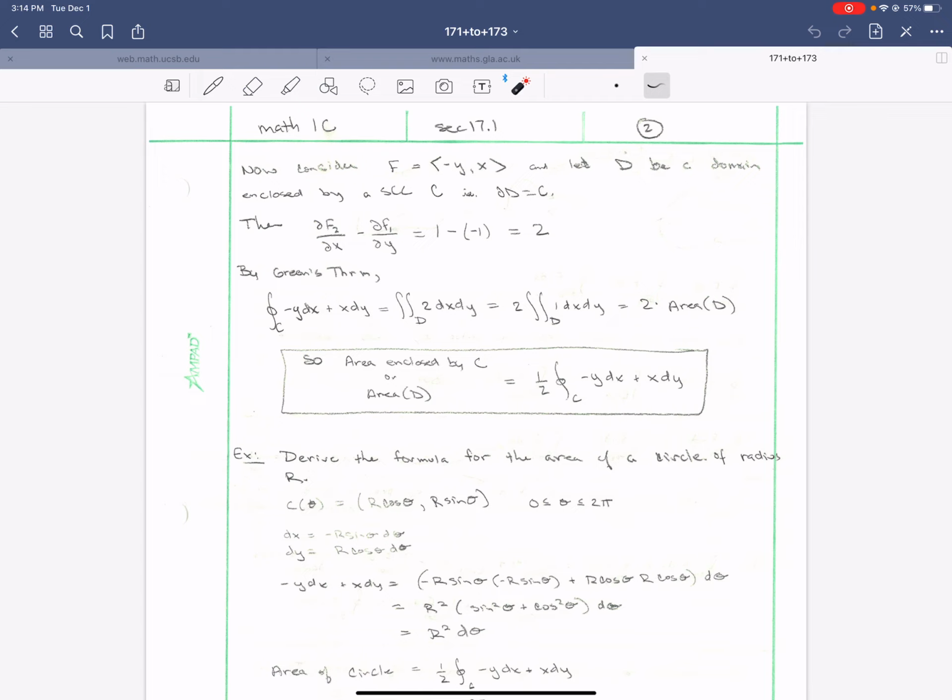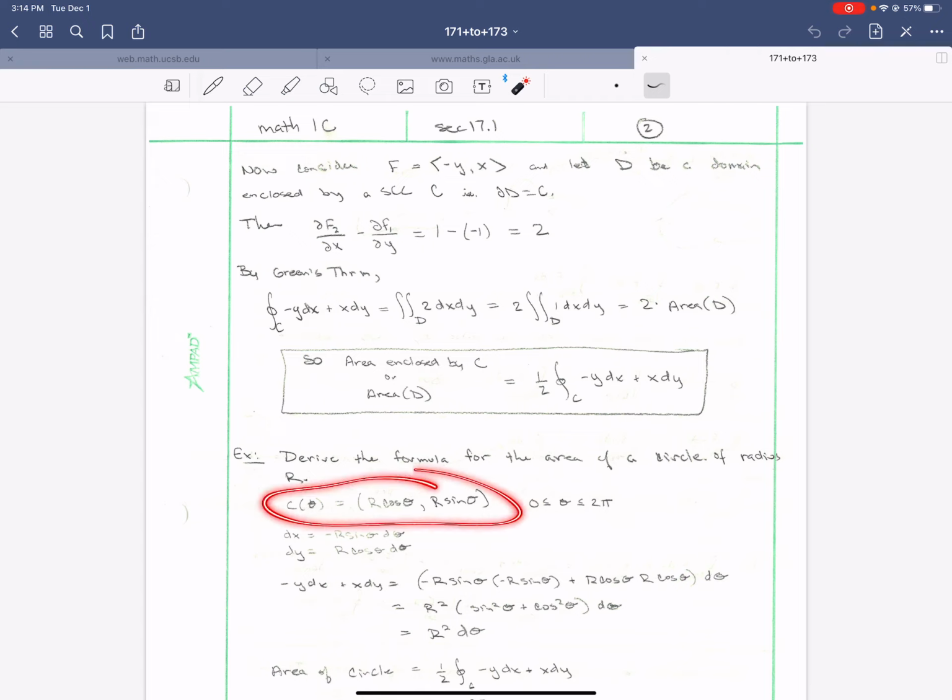But you've never seen the derivation for the area of a circle, and I don't know of another way off the top of my head except for this to actually get it. And so here it is: derive the formula for the area of a circle of radius r. Okay, well, I'm going to use this then. And so I need to first parameterize it.